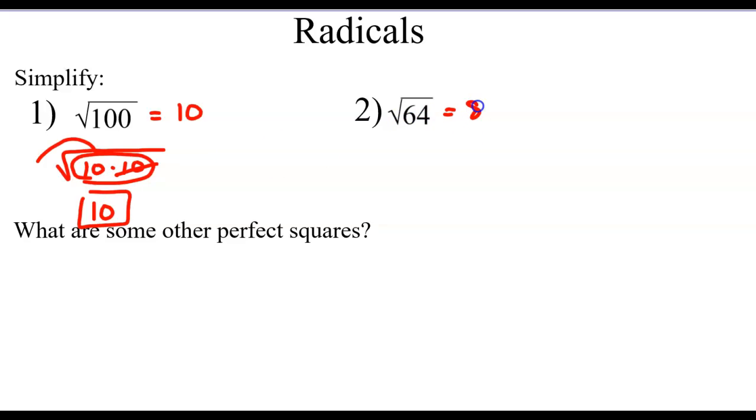The square root of 64 is 8. Again, you can break that up as 8 times 8. These are paired up. One of them comes out of the radical. The other one gets crossed off because we're looking for two numbers that are the exact same.